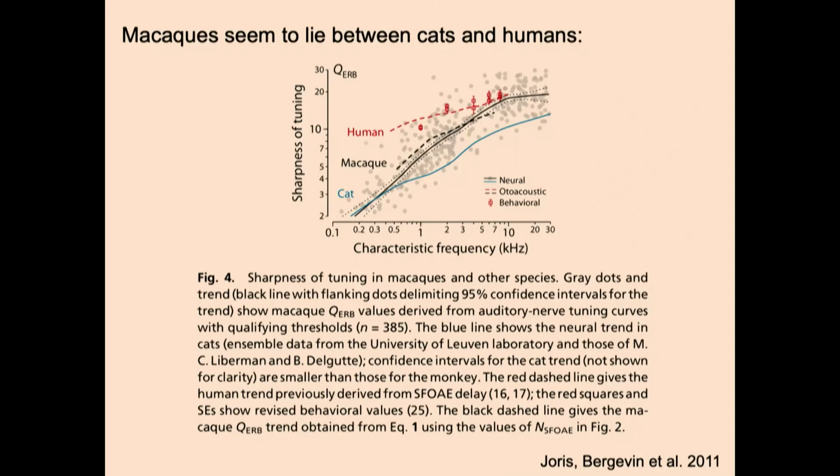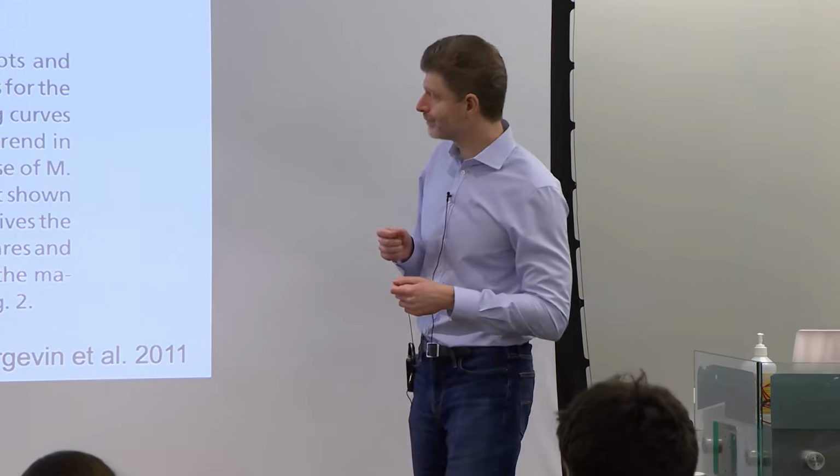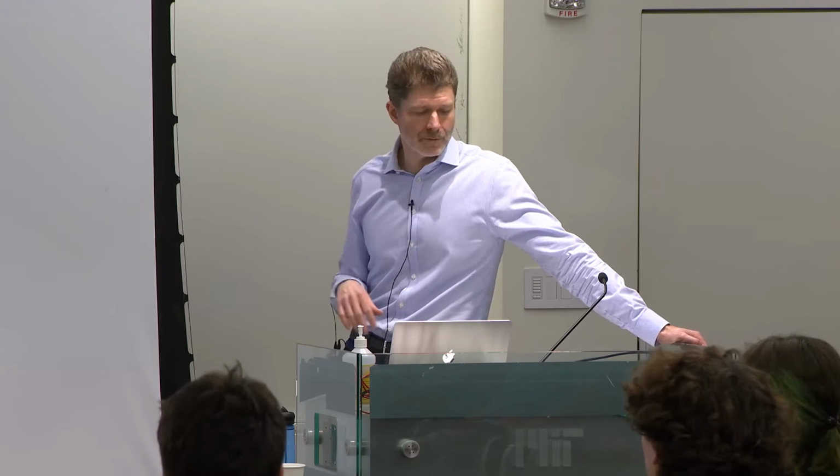Here's another graph that shows cats, macaques, and humans. Here you can see that the macaque monkey seems to be somewhere between cats and humans. It's interesting to think about why this is, and there isn't widespread agreement on this. It's just an empirical observation. You might imagine that some sort of evolutionary pressure for communication might have driven this. Other people think it's just a function of the size of the cochlea. We don't really know, but it's an interesting difference.